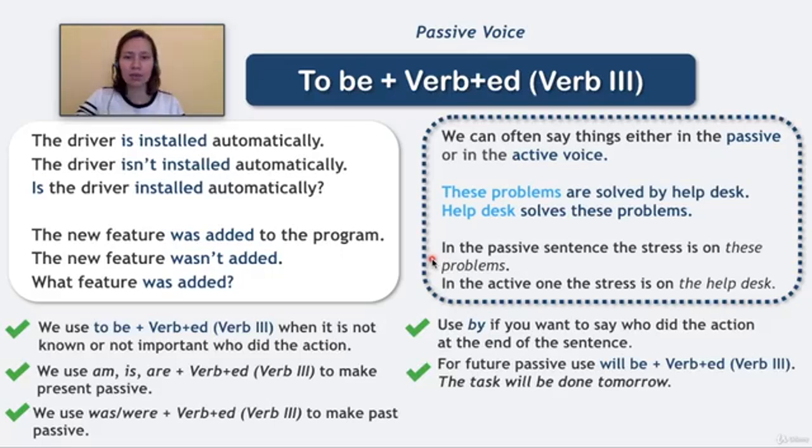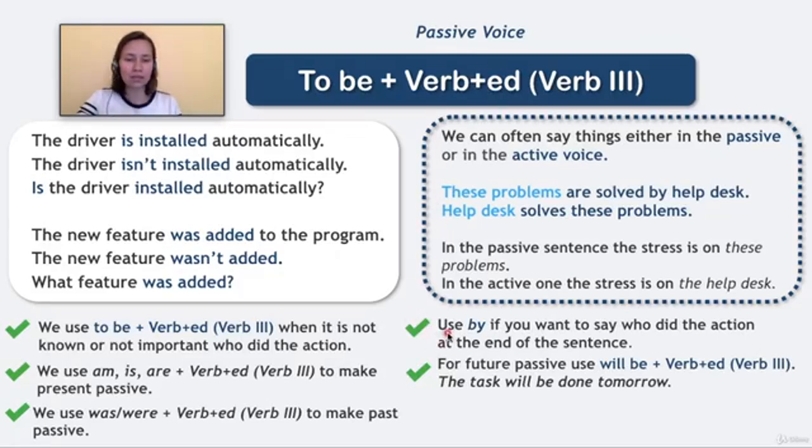There is, though, a small difference between them. In the passive sentence, the stress is on these problems. And in the active one, the stress is on the help desk. So if the most important information is that help desk solves the problems, then you would probably choose the active sentence and put help desk at the beginning of the sentence. And if you mean that not other problems, but these problems are solved, then you put these problems at the beginning of the sentence and you stress this information.